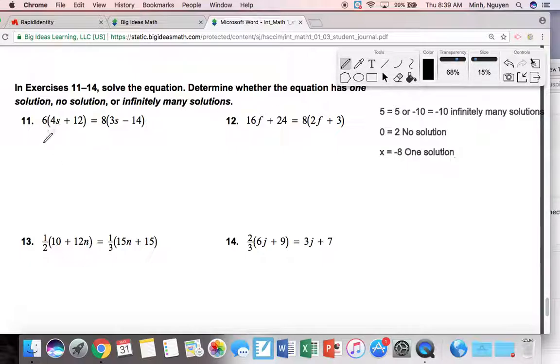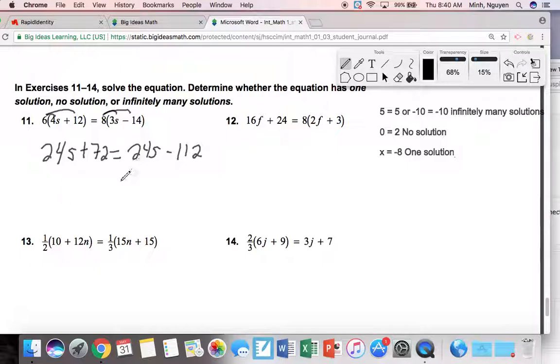So distributing 6, 24s plus 6 times 12 is 72. 8 times 3 is 24. I'm just distributing again. 24s. 8 times negative 14 is negative 112. And then you go from here.